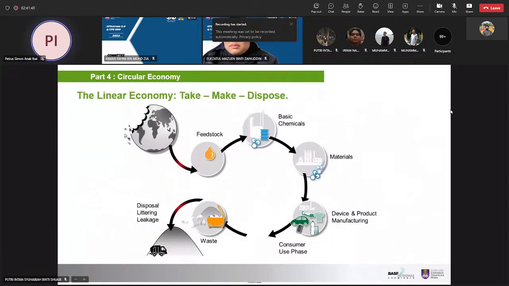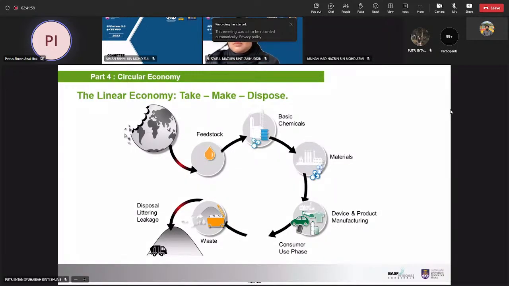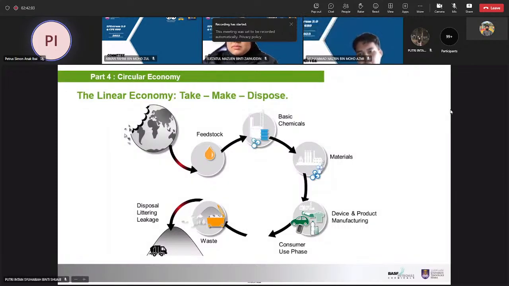So this is the example from the linear economy model. Basically, you take the natural resources, make them into a product, and deliver it to the markets. When it reaches the market, then it is disposed. So you can see that the lifetime of the product is very short in the entire chain. What we try to make instead is the circular economy.